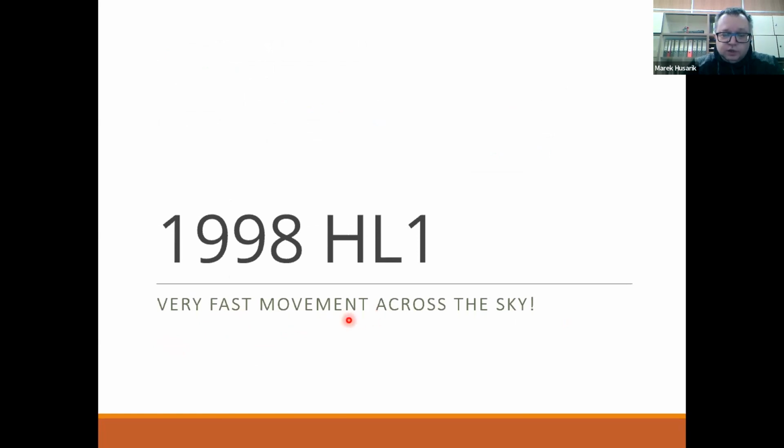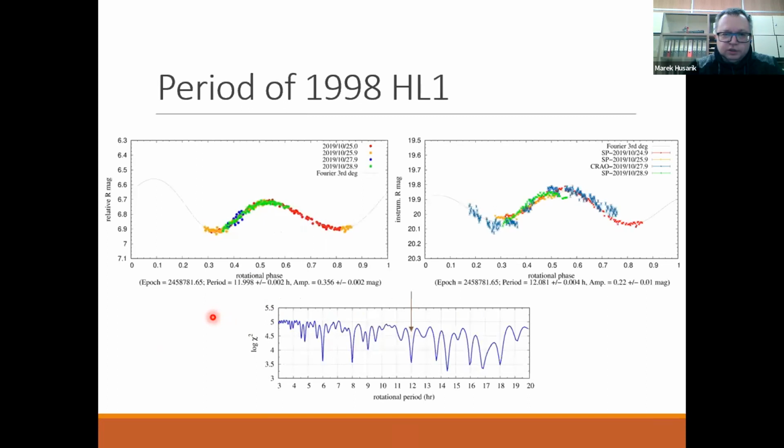It was a pretty challenge to observe this one because it had a very fast movement across the sky. But from our photometry, we found that this asteroid rotates with a period of about 12 hours. This is a light curve only from our data.